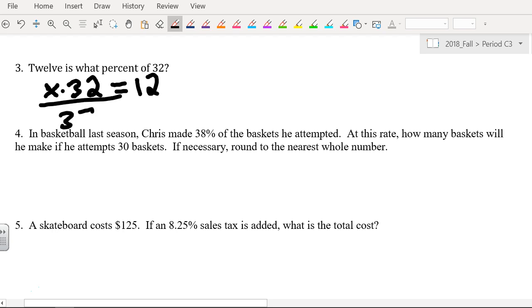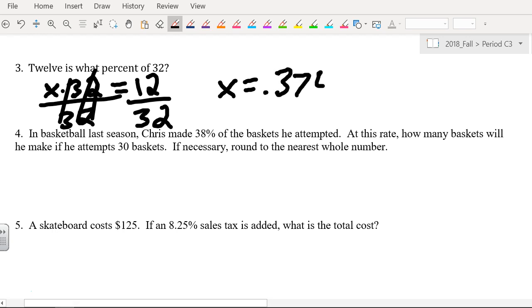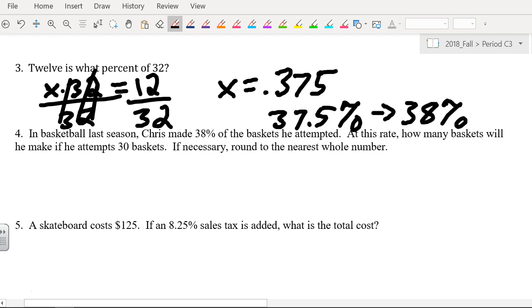So then we divide by 32 on both sides. What do we get? We get 0.0375, or no, I think I did it wrong. Maybe I got 0.375, which means we turn that to a percent, which is 37.5%, or we could round it to 38%. Excellent. All right, let's give him a hand.